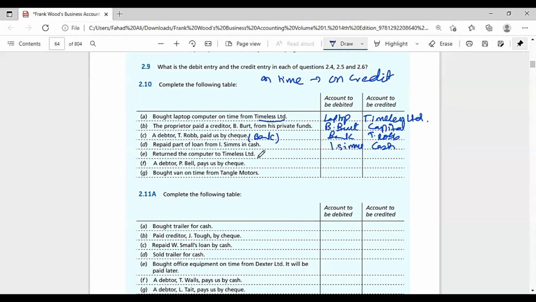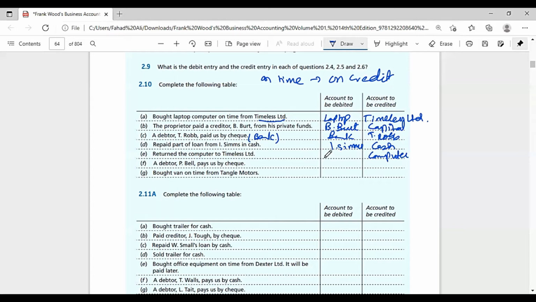Return the computer to Timeless Limited. Can we say sales return credited? No. The reason is that it is not bought with an intention to resale. So then what will we write? See, the logic is simple. What is going out of the business? The computer. Yes, it would be credited. Whatever is going out of the business, it is credit.